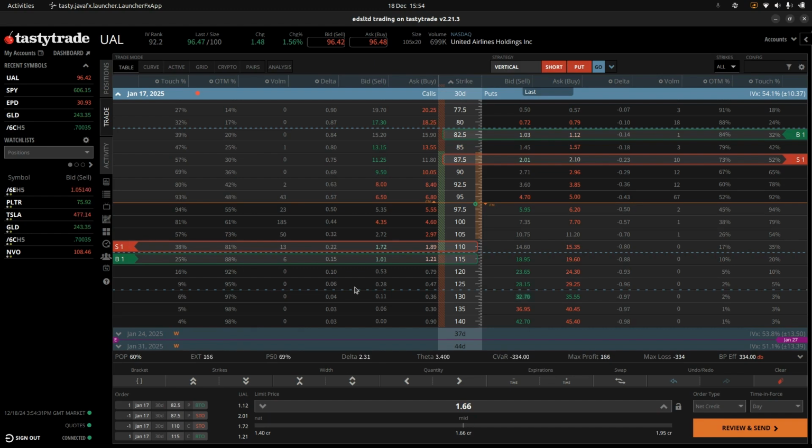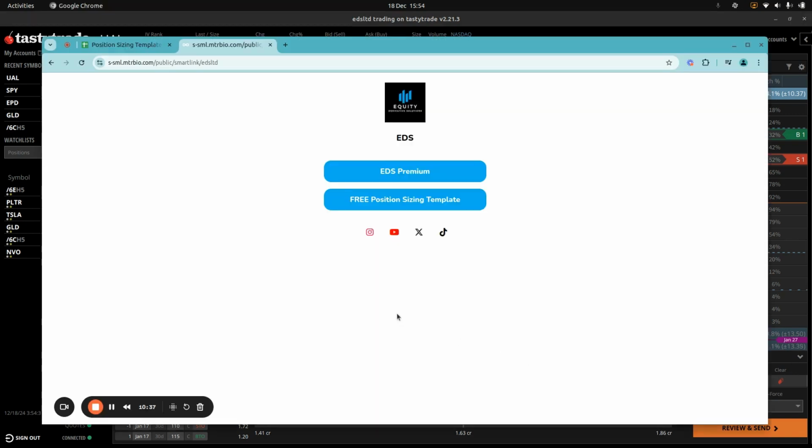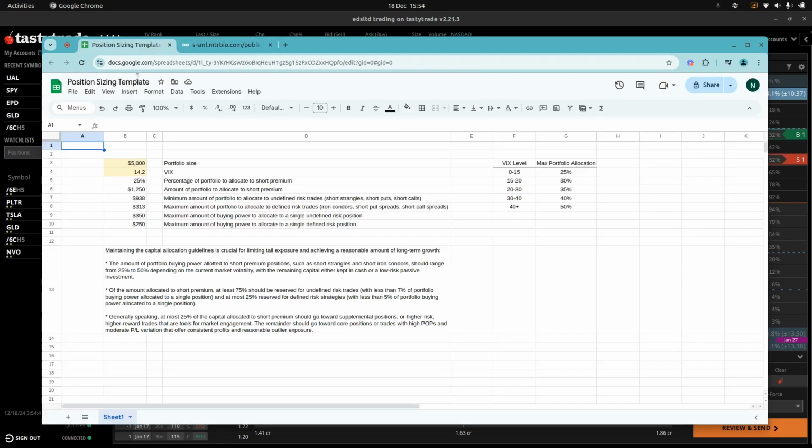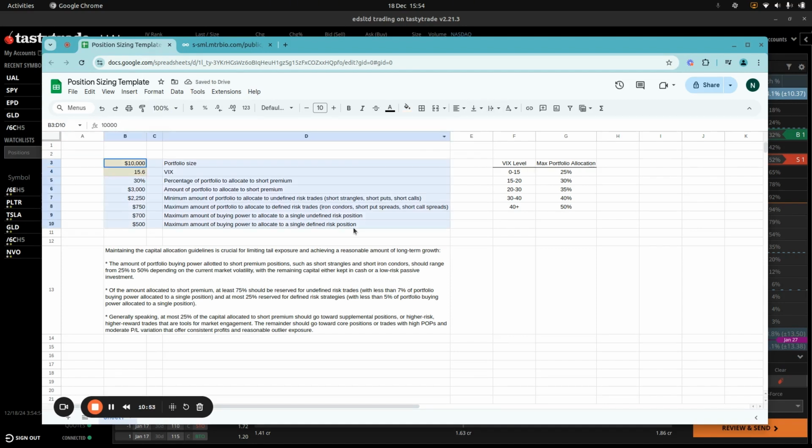Now, how do you know how much buying power you should be allocating to any given position? Well, we've put together a free position sizing template. The link is in the description. The way it works is you enter the size of your portfolio and then enter what the current VIX level is. I believe it just crossed 15 not too long ago, which is nice to see. And then everything below will be automatically calculated for you.